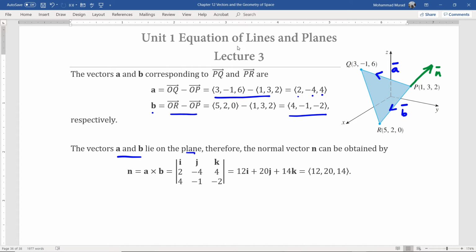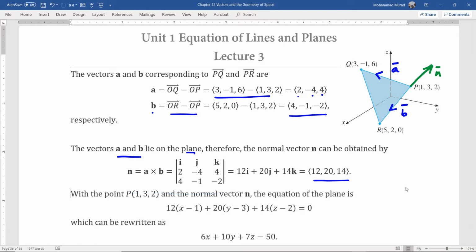Which is given by this formula. So the vector n has components 12, 20, 14. With the point P and the normal vector n, the equation of the plane is given by this equation.